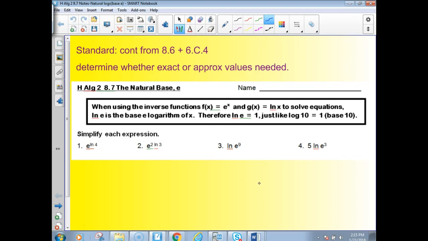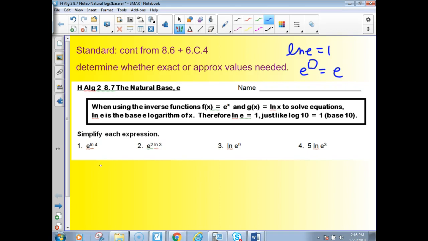Okay, on the back on 17b all we're doing is the same stuff now, except we're doing the natural base of e, the natural logarithm. So when using the inverse functions f of x equals e to the x and g of x equals the natural log of x to solve equations, the natural log is the base e logarithm of x. Therefore, the natural log of e is 1. So it's nice to know that natural log of e is 1. Why is it 1? Because it means e to what power equals e, which would be 1. Okay? That's why. Just like the log of 10 in base 10 is 1 also.